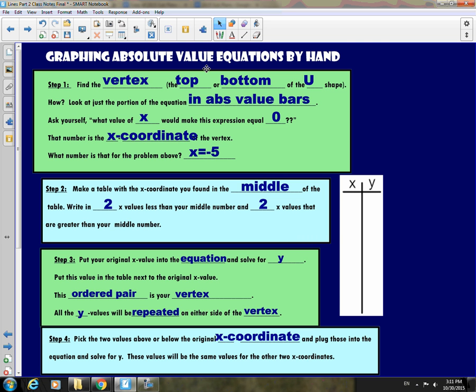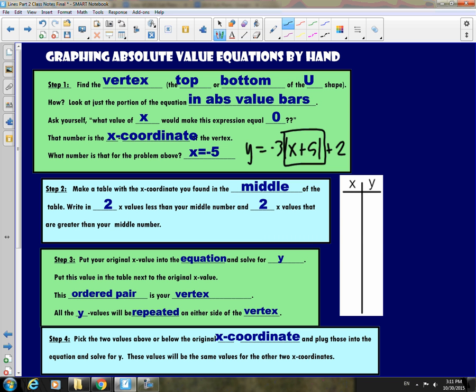You're just looking at the inside of our equation, and our equation is y equals -3 times the absolute value of x plus 5, plus 2. So you're just looking right inside that box. -5 would make that part 0, so that would be the x coordinate of our vertex.